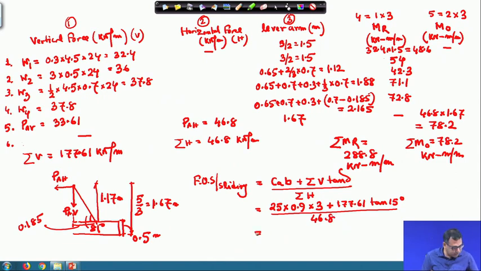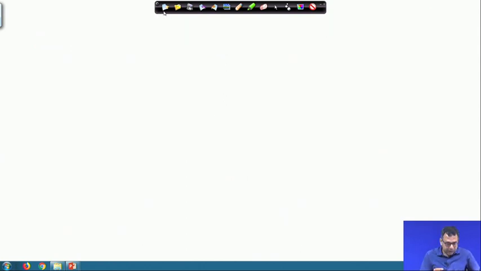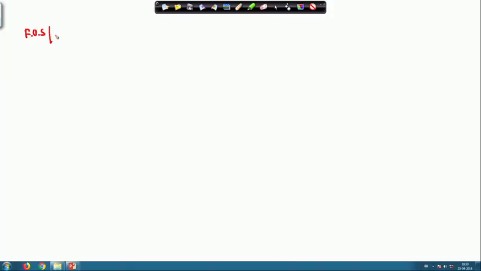So, this value we are getting is 2.5, which is greater than 1.5. So, it is okay. Next, I will do the factor of safety for overturning.